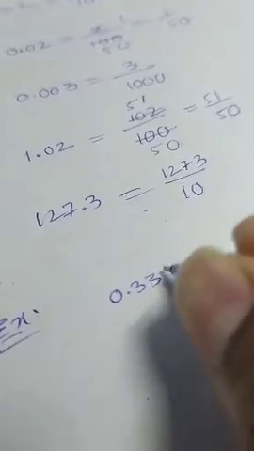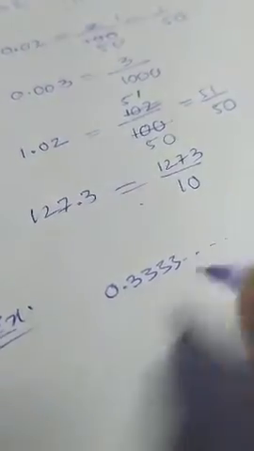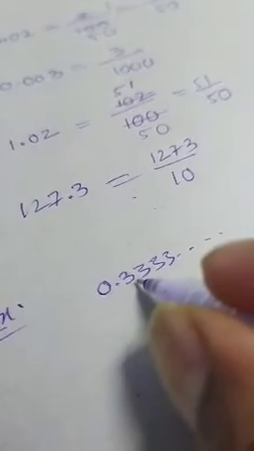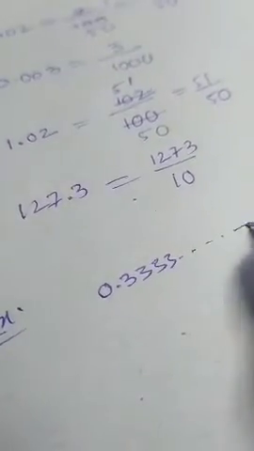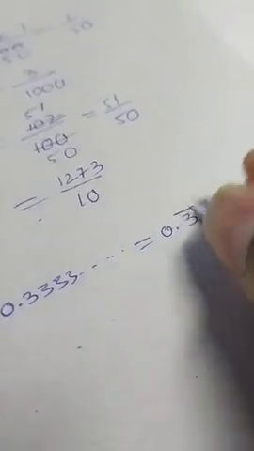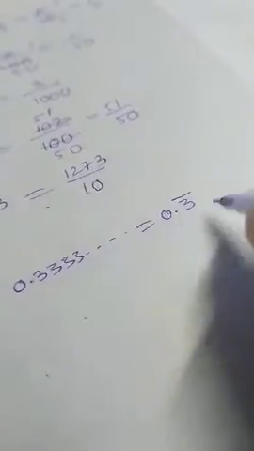a non-terminating and repeating decimal. For example, I am taking 0.3333 and so on. So it is a non-terminating but recurring decimal. Which digit is recurring? 3 is recurring. So this number we can also denote as 0.3 bar. 3 bar means 3 is recurring again and again. Okay. So how to convert this recurring decimal into a fraction?